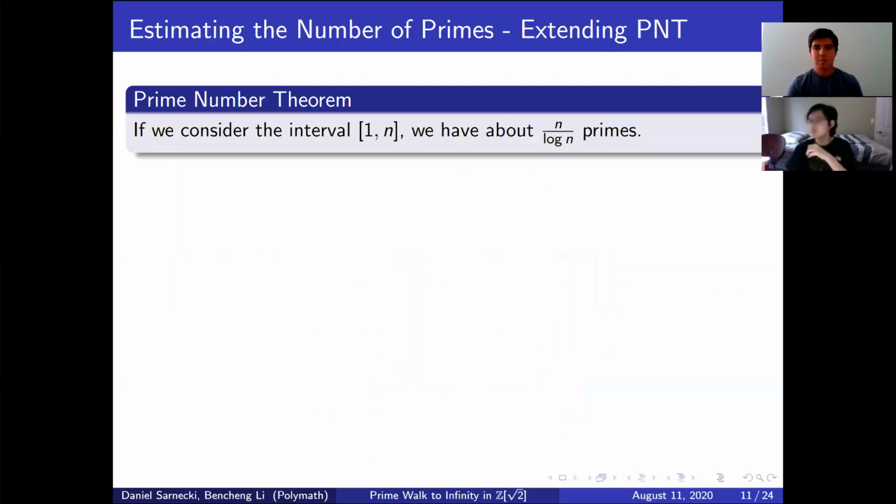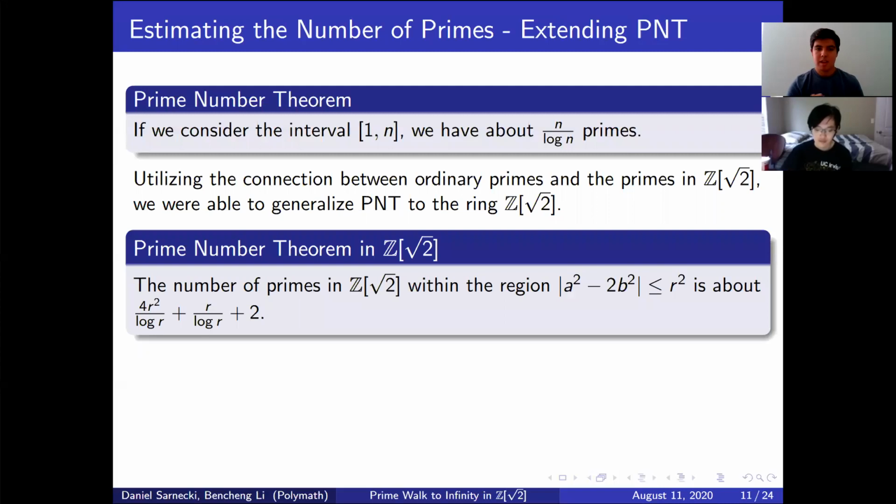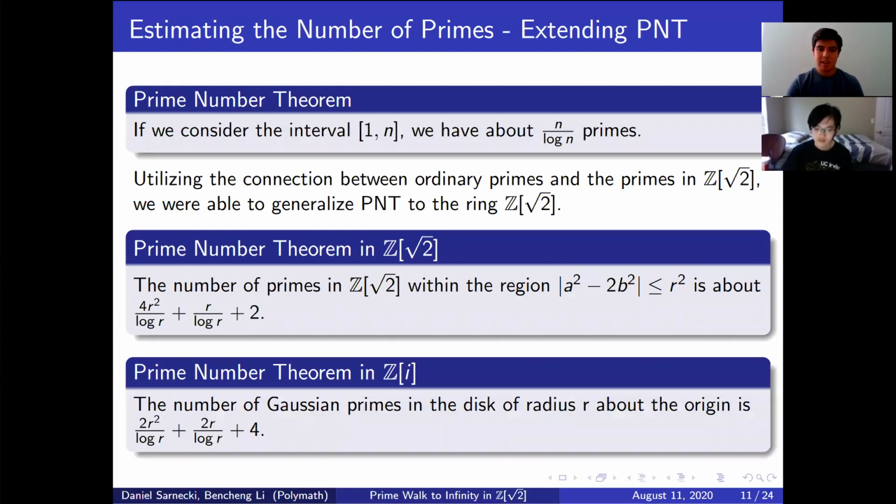So we look at the prime number theorem to calculate the number of primes. For ordinary primes, the prime number theorem says that if we consider the interval from 1 to n, we'll have about n divided by log n primes. Using the connection between ordinary primes and primes in Z[√2], we're able to generalize PNT to the ring Z[√2]. And this says that the number of primes in Z[√2] within the region we talked about is about this number you see right here.